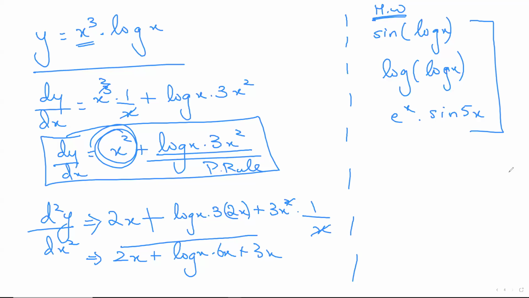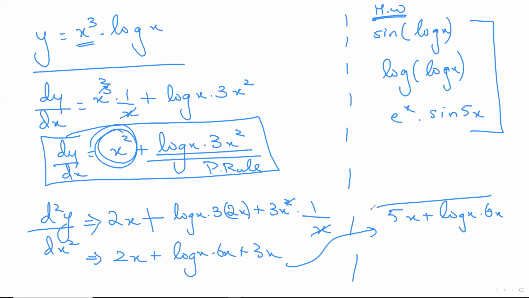Okay, one more, my bad. One more step you guys can go. 3x plus 2x is 5x, plus log x into 6x. Correct.